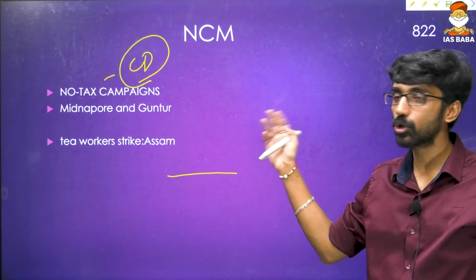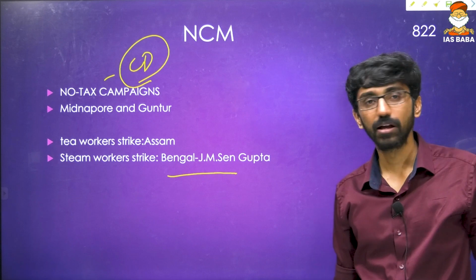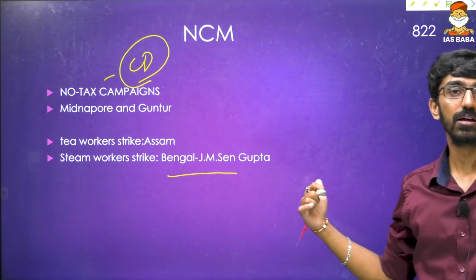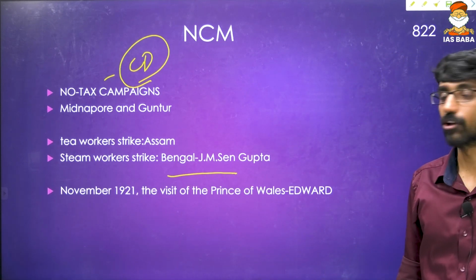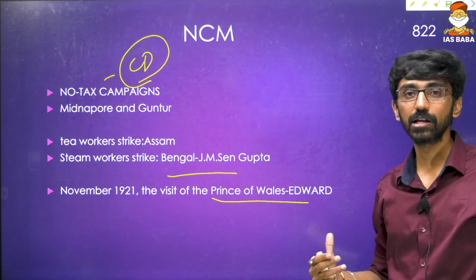And in Midnapur and Guntur, Midnapur in Bengal and Guntur in Andhra Pradesh, there was a tea workers strike in Assam, and a steam workers strike in Bengal, led by J.M. Sengupta. In November 1921, the Prince of Wales, Edward, visited India.